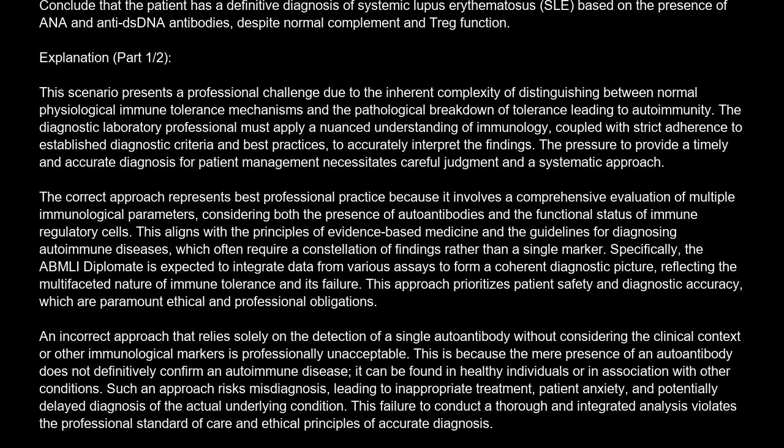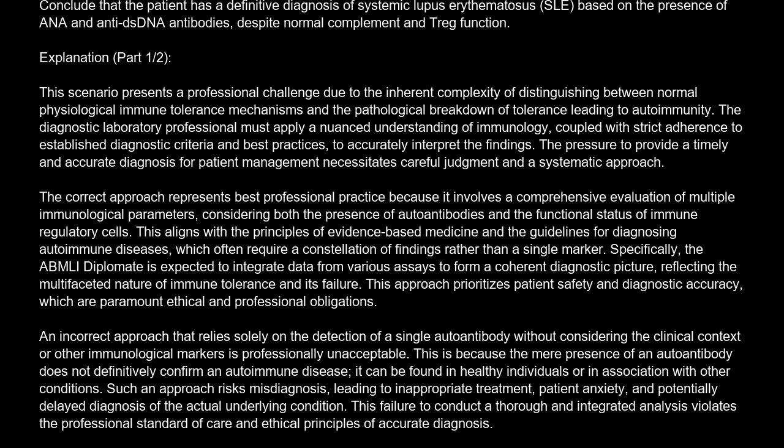The correct approach represents best professional practice because it involves a comprehensive evaluation of multiple immunological parameters, considering both the presence of autoantibodies and the functional status of immune regulatory cells. This aligns with the principles of evidence-based medicine and the guidelines for diagnosing autoimmune diseases, which often require a constellation of findings rather than a single marker. Specifically, the ABMLI Diplomate is expected to integrate data from various assays to form a coherent diagnostic picture, reflecting the multifaceted nature of immune tolerance and its failure. This approach prioritizes patient safety and diagnostic accuracy, which are paramount ethical and professional obligations.